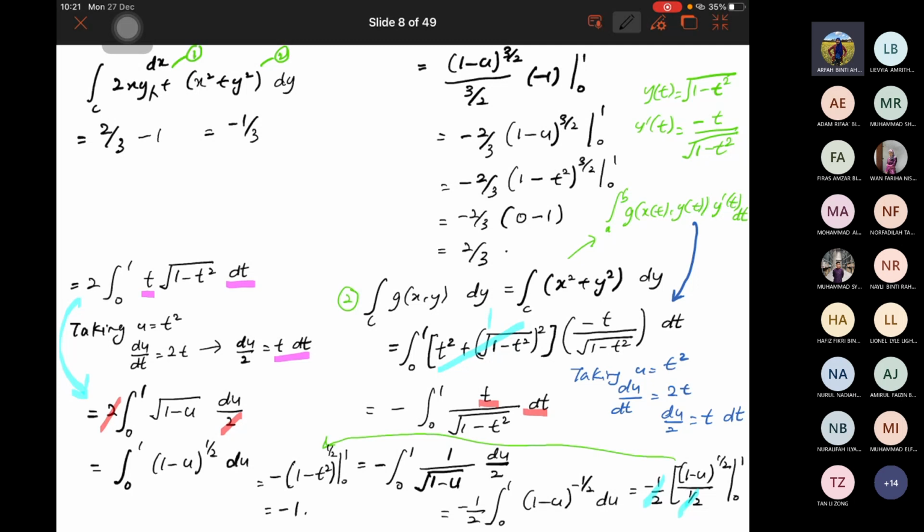Okay. So answer equal to negative 1/3 due to clockwise direction. Tetap jawapan dia tetap sama 1/3. The difference is only you have the negative value for this one punya integration. Okay, dapat semua?